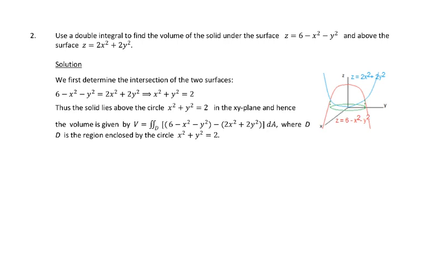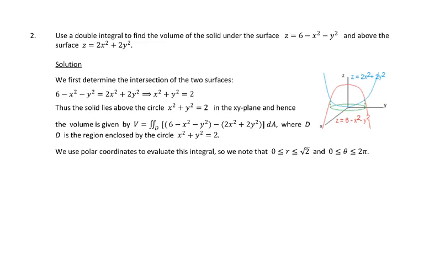So we know that the solid lies above the circle with equation x squared plus y squared equals 2, and so the volume is given by the double integral over D of (6 minus x squared minus y squared) minus 2x squared plus 2y squared dA, where D is the region enclosed by the circle x squared plus y squared equals 2. You must remember that the volume is always given as the double integral over D of the top surface minus the bottom surface. We are going to use polar coordinates to evaluate the integral.